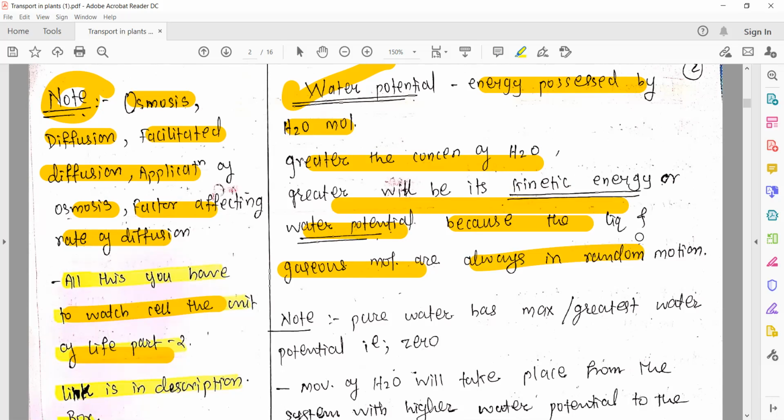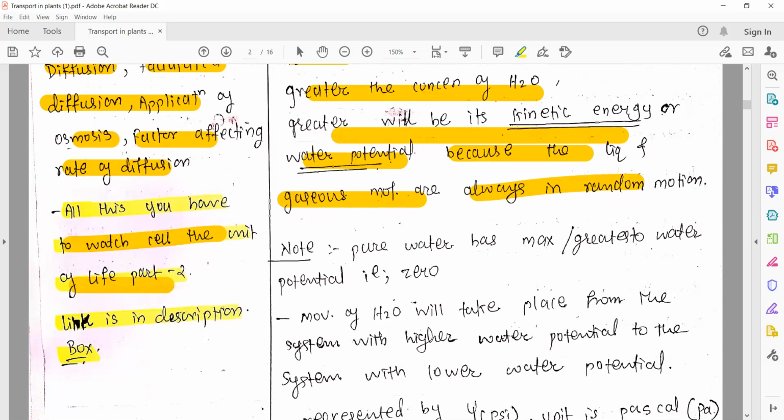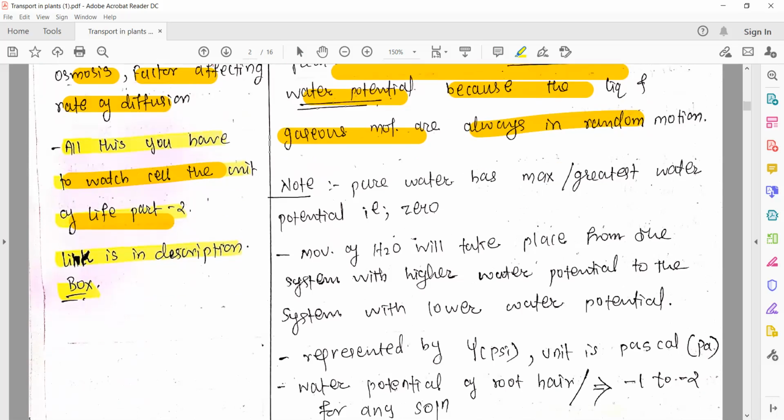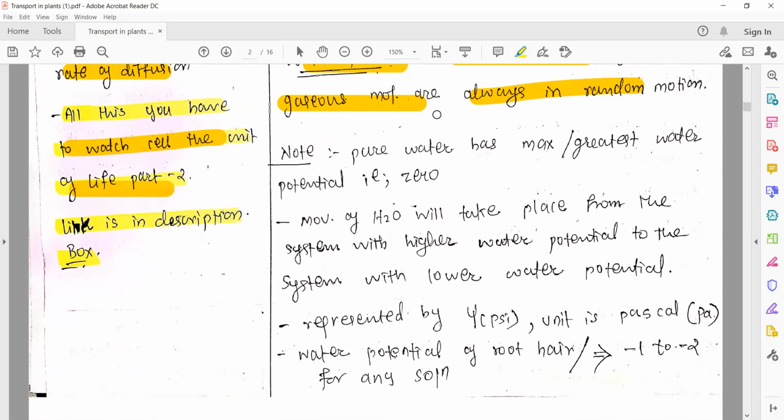Now here you should keep one thing in mind. Whenever we take water molecules or gaseous molecules as an example, they will always be in random motion. That random motion gives a kind of kinetic energy to the molecules. That molecular kinetic energy is actually called water potential.